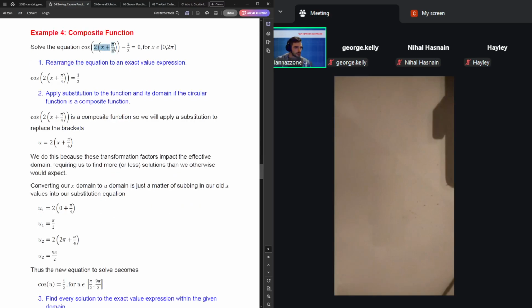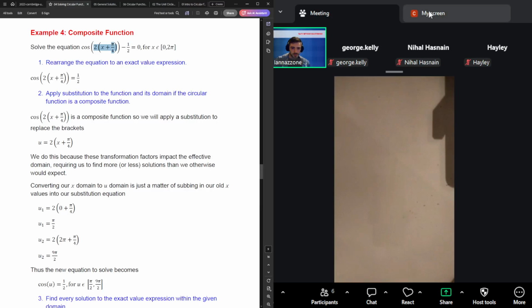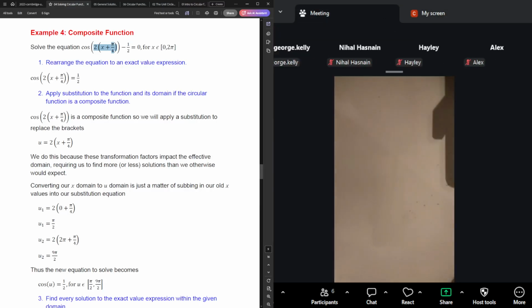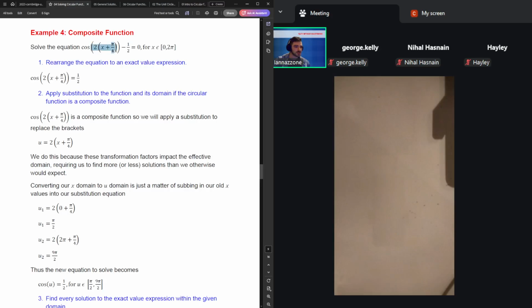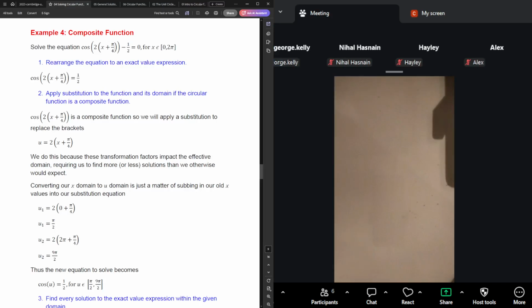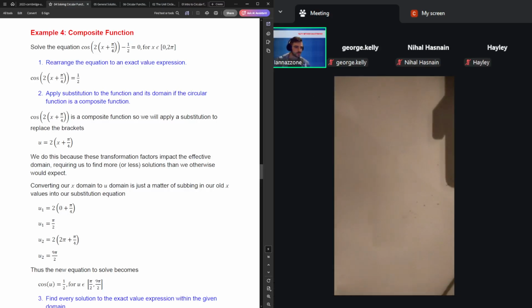Okay, now we move on to one of the more complicated versions of solving circular functions, and that's going to be what happens if there's not just x inside our circular function. I've made this one probably more complicated than you'll get. Usually you have either a dilation factor or a translation factor, not both at the same time. But if you can handle both, then you'll definitely be able to handle one or the other.